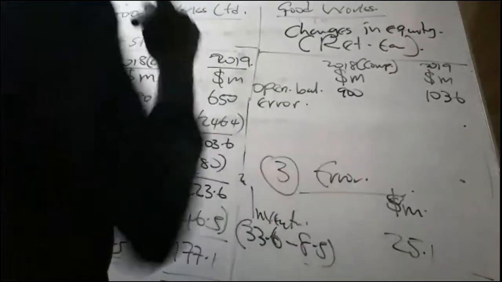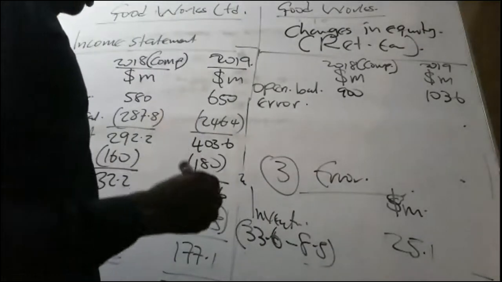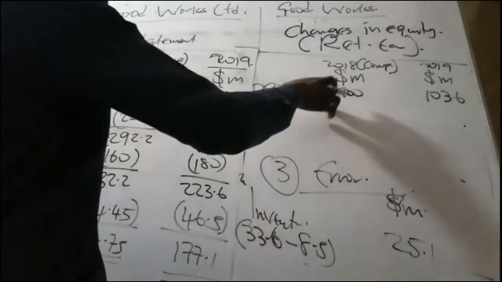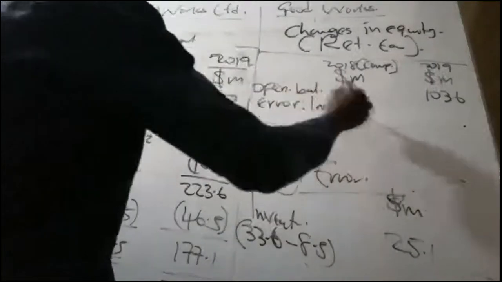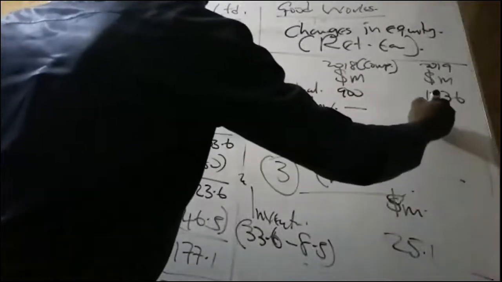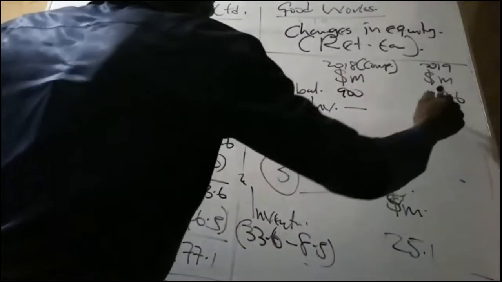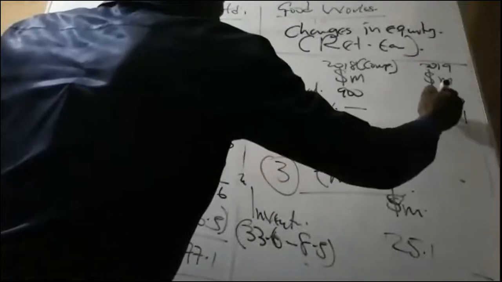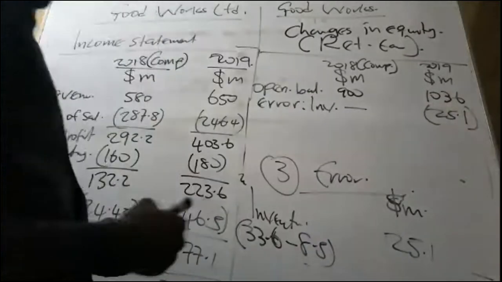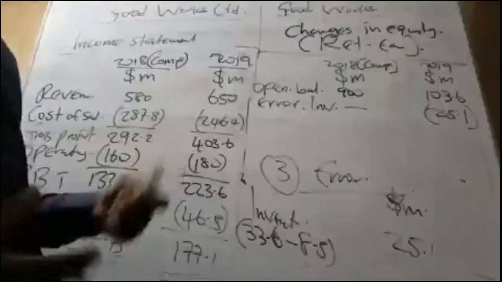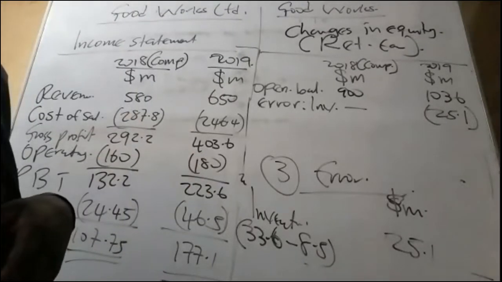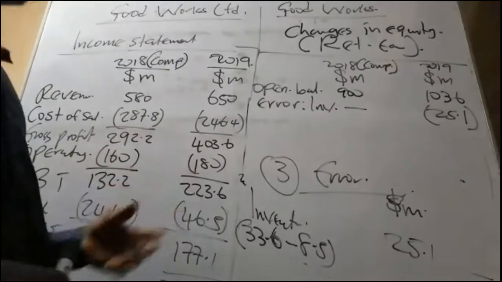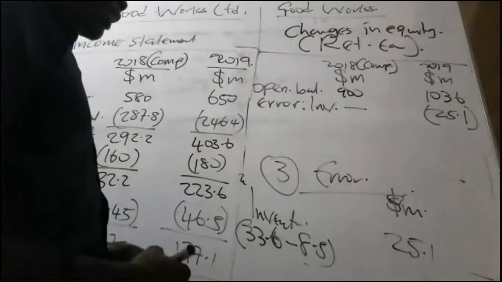So here I'll come here and then I'll subtract. Or you can just do it like that. So inventory error, I'll put a 25.1 here, and I will subtract. Why am I subtracting? Because they blew up the profit.